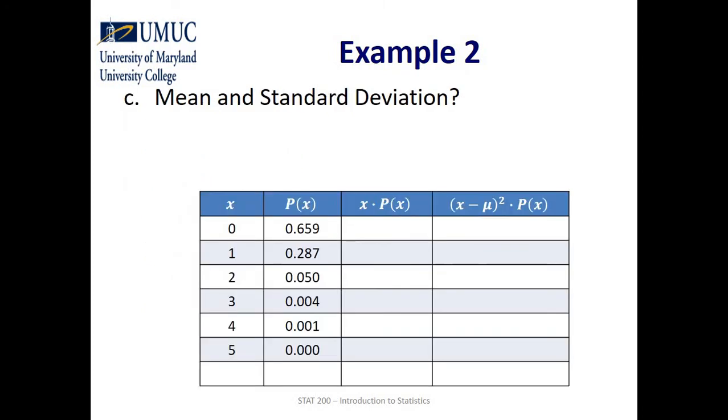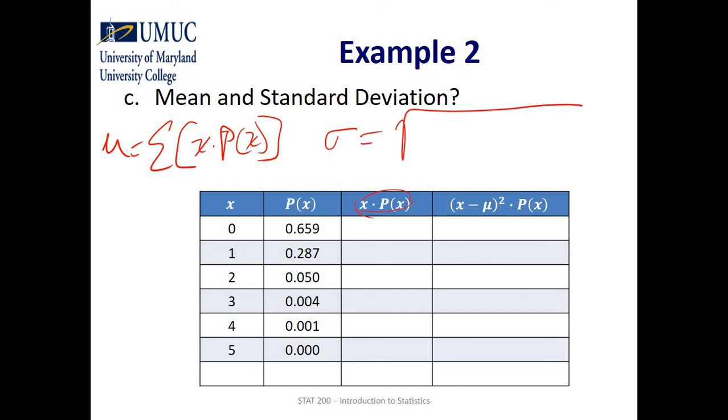So now we're going to compute the mean and the standard deviation. Remember, the mean is equal to the summation of x times the probability of x, which we're going to sum up all these right here. The standard deviation is the square root of the variance, and the variance is the summation of x minus mu squared times the probability of x.